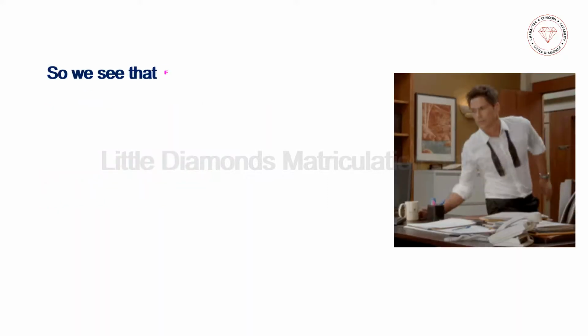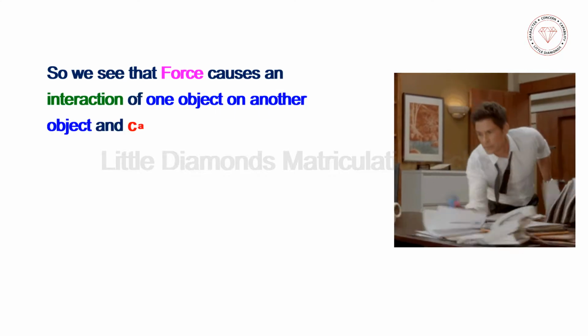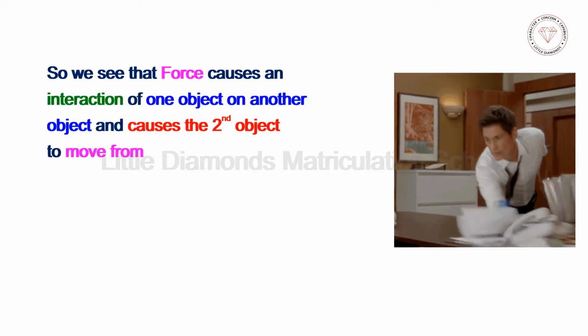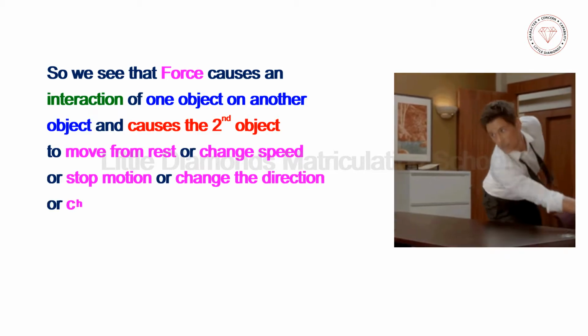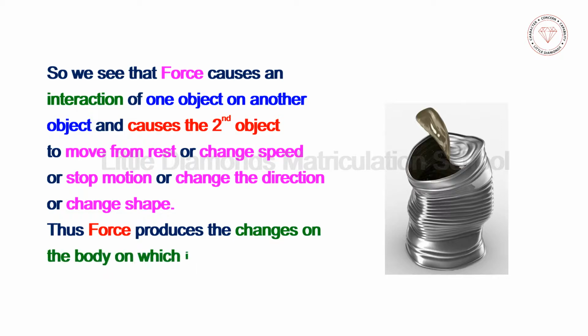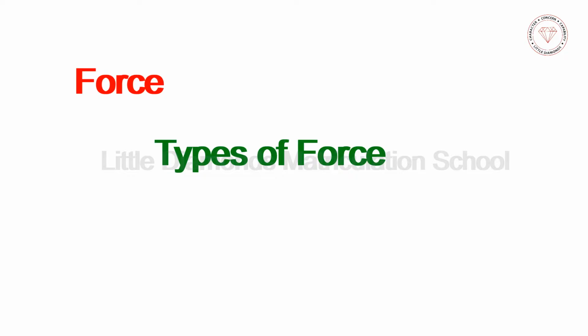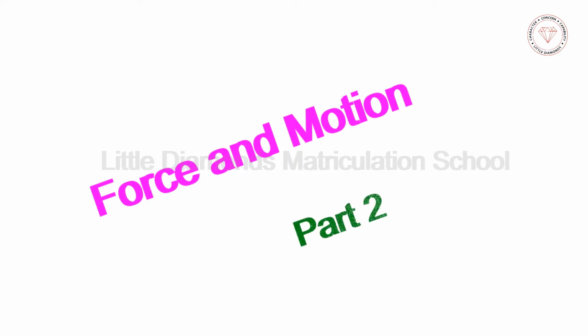We see that force causes an interaction of one object on another object and causes the second object to move from rest or change speed or stop motion or change the direction or change shape. Thus, force produces the changes on the second body on which it acts. Hope you are clear about what is force, the types of force, and the effects of force. In the next video on force and motion part 2, we shall learn more about the types of motion caused by force.